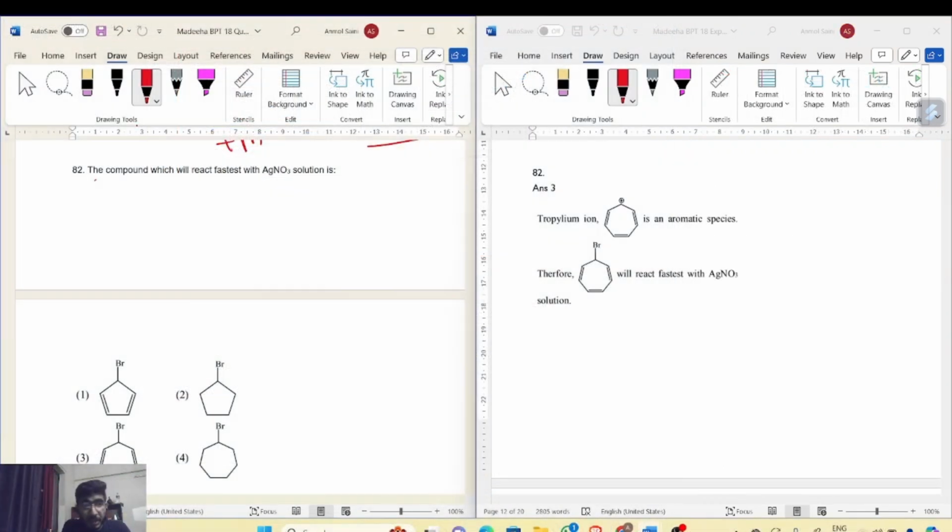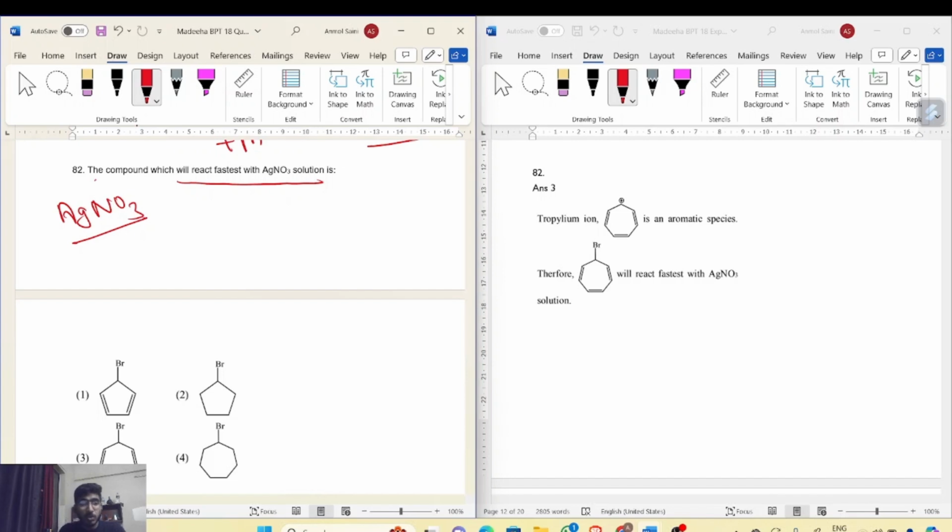Now question number 82. The compound which will react fastest with AgNO3 solution. Okay. So we are given four compounds and we have to tell which of the following will give the fastest reaction with AgNO3. The compound that will form after the reaction with AgNO3, the compound that will be most stable, will give the fastest reaction with AgNO3.